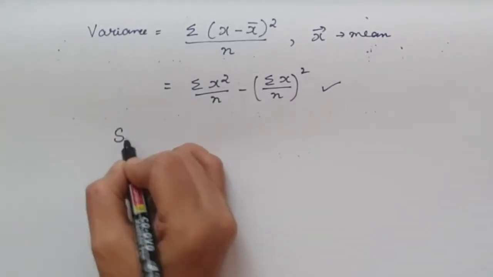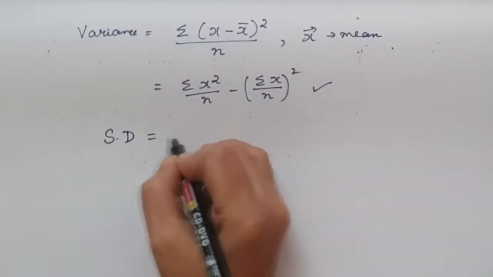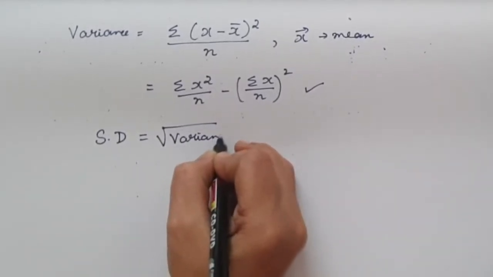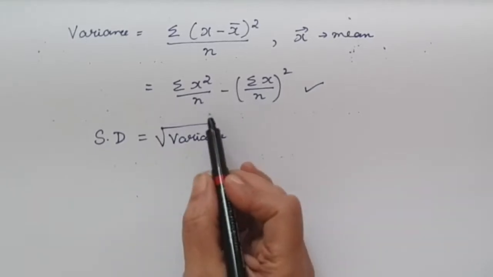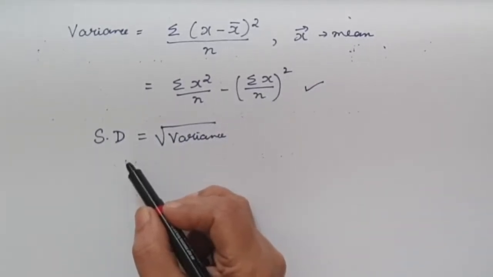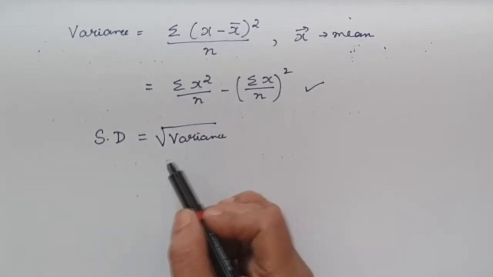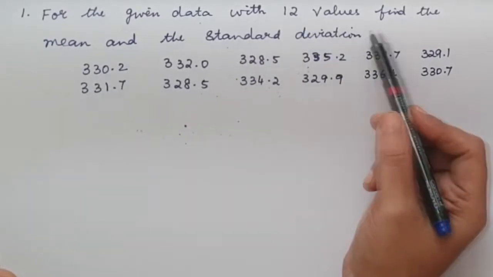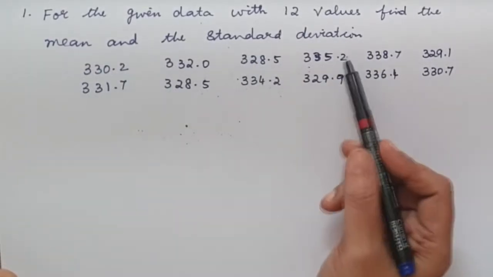And then the standard deviation is nothing but the square root of the variance. When we find the variance and take the square root of it, we get the standard deviation. Now let us see how to apply these formulas. First question, for the given data with 12 values, find the mean and the standard deviation.